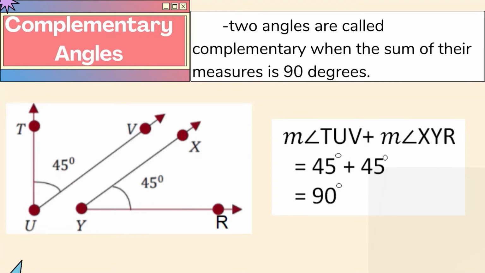On the other hand, the measure of angle TUB plus the measure of angle XYR is equal to 45 degrees plus 45 degrees, and this is equal to 90 degrees. These two angles are complementary. They have no common side and no common vertex, so they are non-adjacent complementary angles.